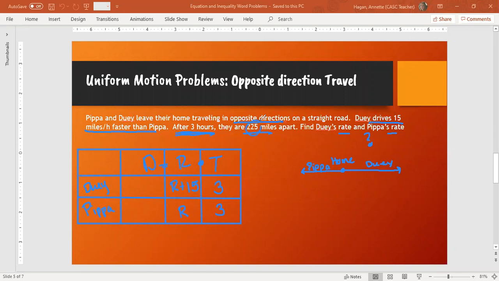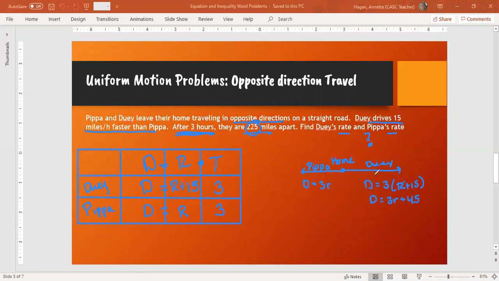We know they're 225 miles apart. That's going to come into play in a second. We don't know their individual distance, so we're going to put D in for both of those. So again, you guys are like, okay, now there's two variables. I can't solve that. But yes, you can. So what's going to happen is we have that Pippa's distance is 3R. And we have that Dewey's distance is 3 times R plus 15, or in that case, 3R plus 45.